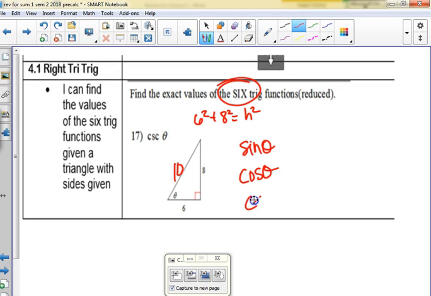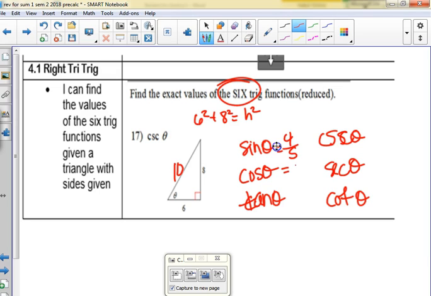Okay. Sine, cosine, tangent, cosecant, secant, cotangent: opposite over hypotenuse, adjacent over hypotenuse, opposite over adjacent. Yes? How we doing? Did I get them right? All right.